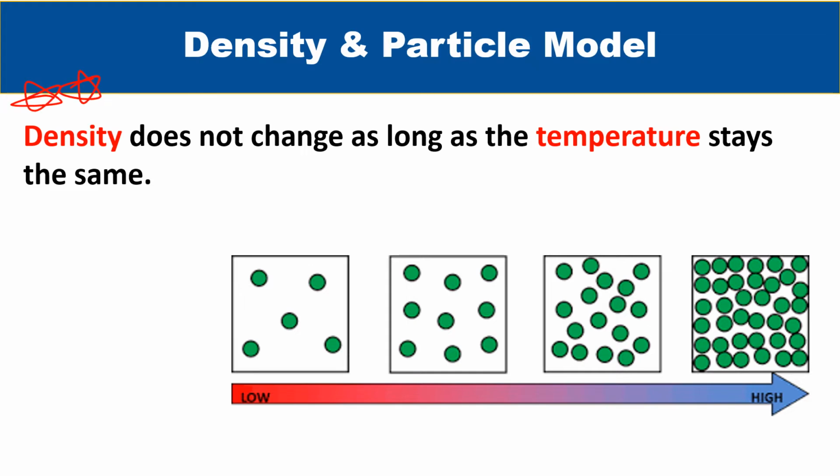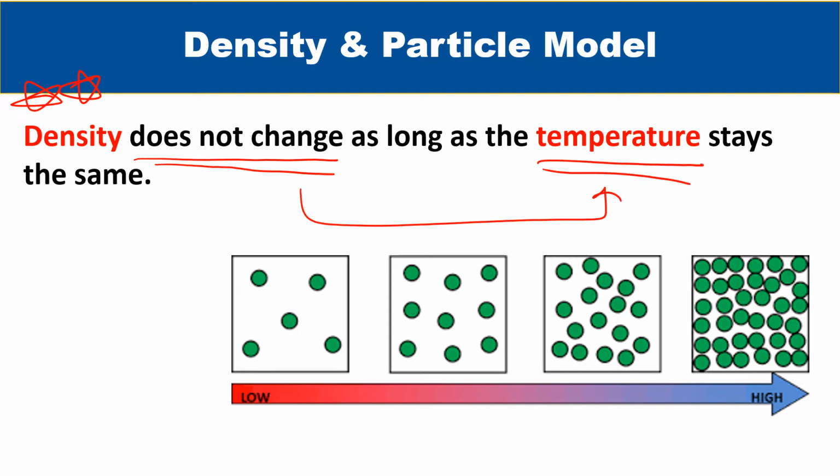Density, ladies and gentlemen, does not change. But it has a condition: as long as the temperature stays the same, which is a fancy way of saying if temperature is your controlled variable, then we do not need to think about the change of density. Temperature is the one that can affect it. As long as it is kept constant, there's no way the density will change.